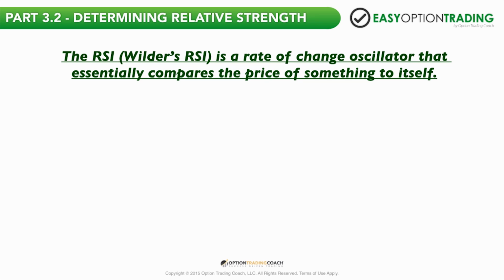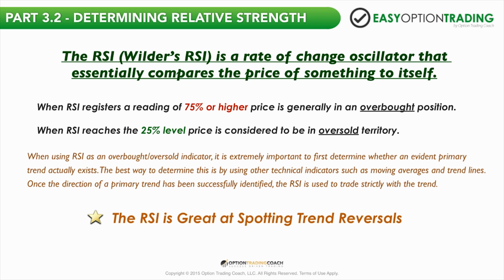The RSI, which stands for Relative Strength Index, is a rate of change oscillator that essentially compares the price of something to itself. And the version of the RSI that we're using is the Wilder's Relative Strength Index. RSI is a great tool to spot trend reversals and give you that insight of when you can get advantageous fill prices that are overbought or oversold.